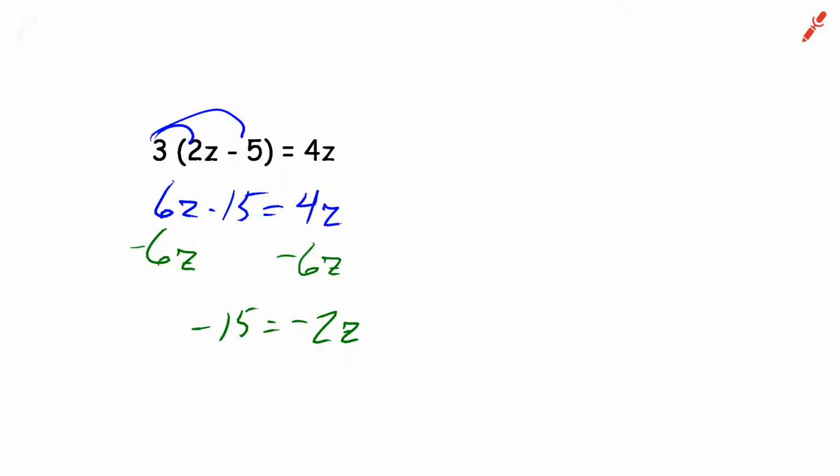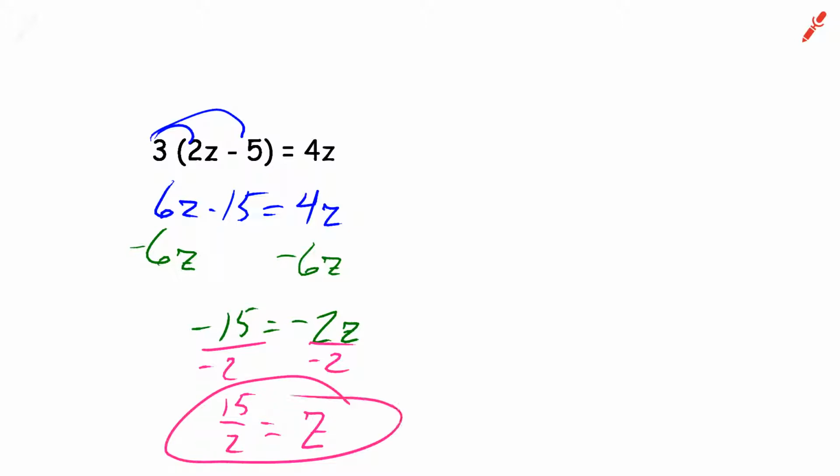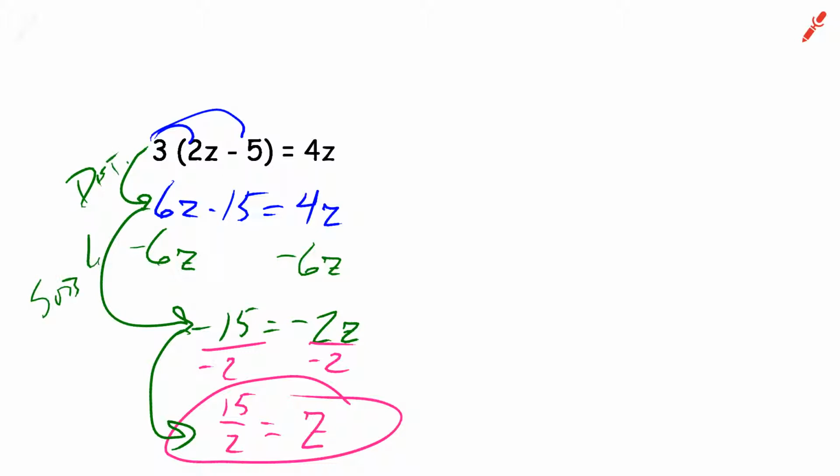Now I'm going to divide both sides by negative 2. I get 15 over 2 equals z. That's my final answer. Now I need to identify what happened from here to here, here to here, and here to here. Okay? My first move, I distributed. My second move, I subtracted 6z. Third move, I divided by negative 2.